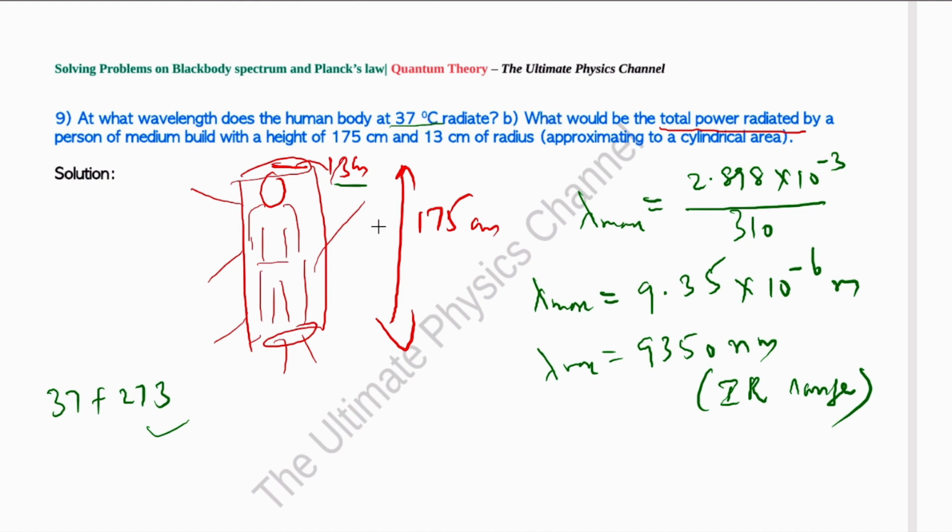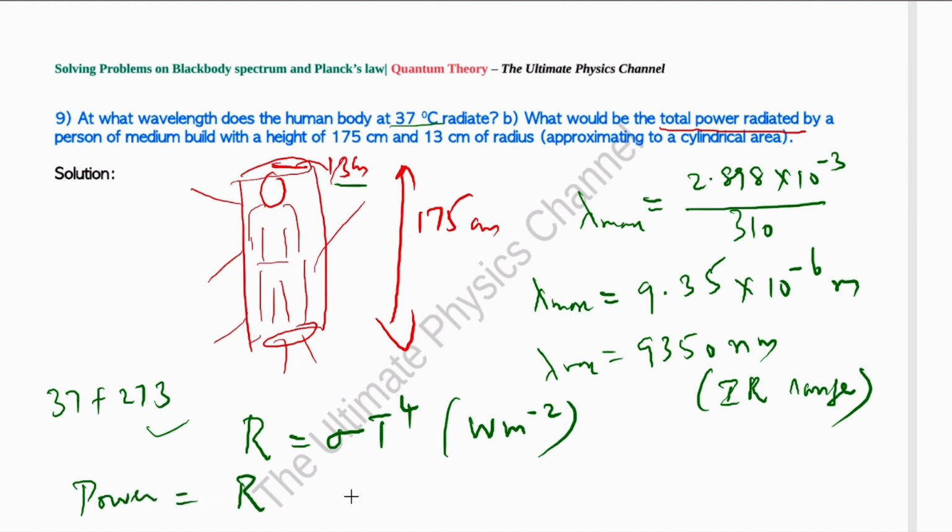And what would be the total power radiated by the person of medium build, whose sizes are given here? We know that according to Stefan's law, the power radiated per unit area is sigma T power 4, because here the units are watts per meter square. So if this is the case, total power radiated, how much it is? Total power is the power radiated per unit area, which is R, times the area, right?